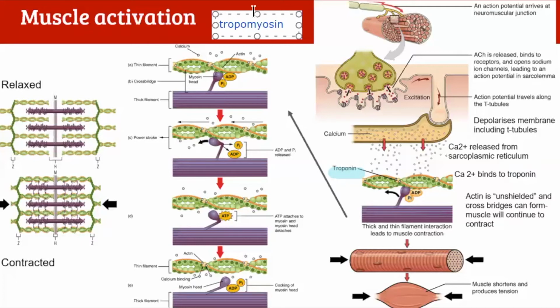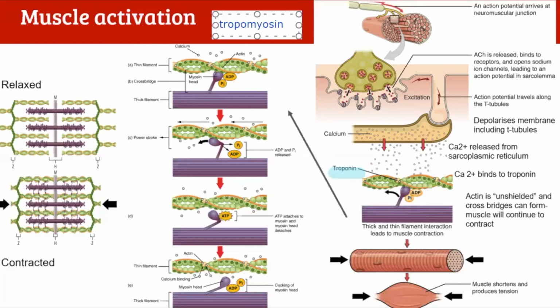Now, let's talk about tropomyosin. Tropomyosin is a regulatory protein, and it covers the myosin binding sites on the actin. It's probably this one right here. It prevents myosin from being able to bind to the actin, okay? So keep that in mind: tropomyosin prevents myosin from being able to bind to actin.